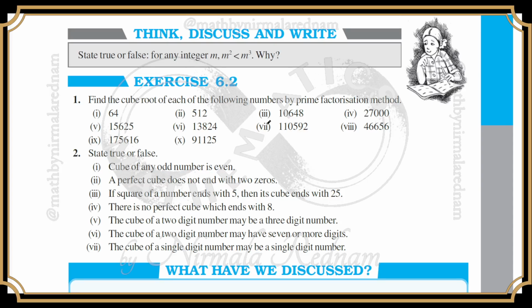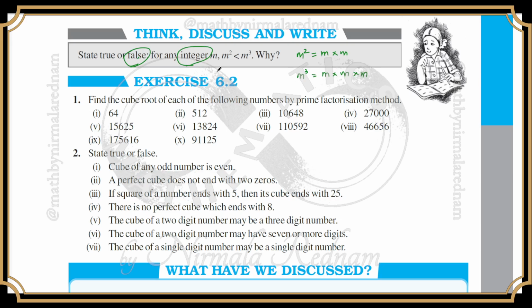State true or false: for any integer m, m square is less than m cube. Okay, first of all, is it true? You know that m square means m into m, right? So here m square is nothing but m into m, and m cube is nothing but m into m into m. So clearly you have three numbers here, so this must be greater. Is that true? No, it is false. Okay, this statement is false because they're saying any integer.